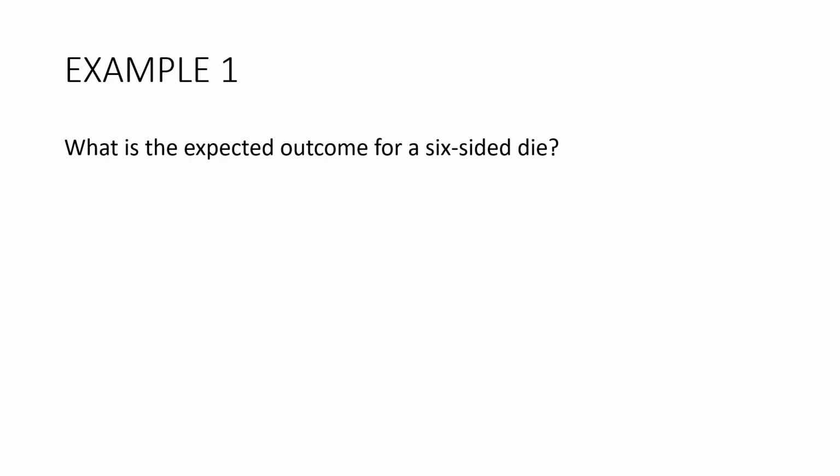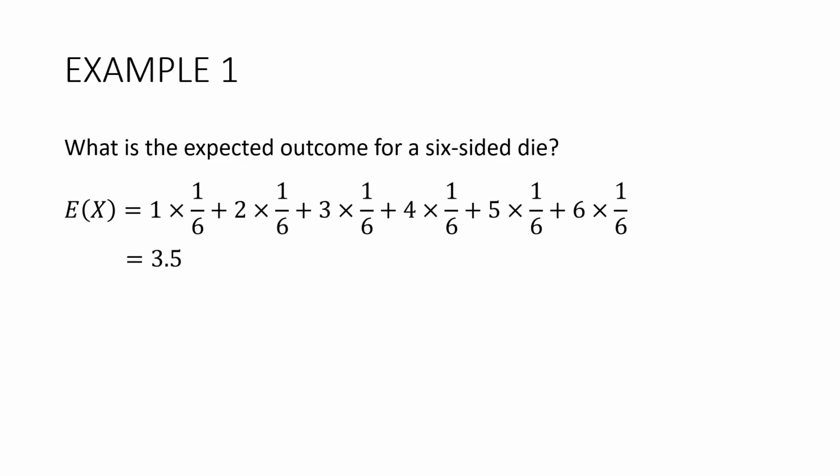Here's our first example. What is the expected outcome for a 6-sided die? So we're going to take each of the outcomes, 1 to 6, and multiply them by their corresponding probability. Of course, in each case, the probability is going to be 1/6. So E(X) will be 1 times 1/6 plus 2 times 1/6, etc., and it's equal to 3.5.